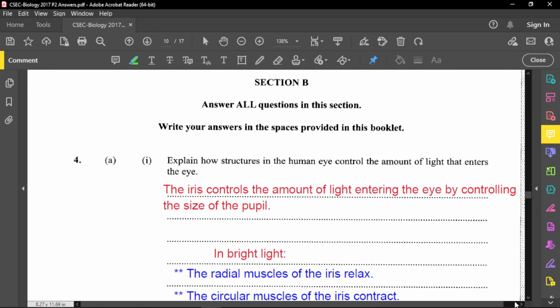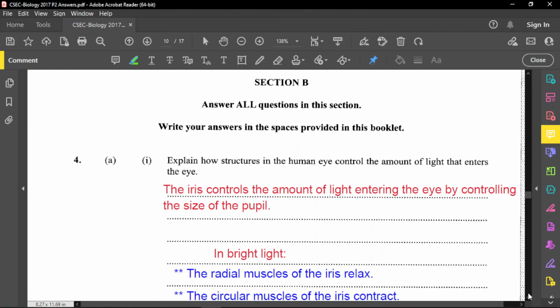Now, section B. All right, so we're winding down to the end. For section B, question 4, part 1, it says: explain how structures in the human eye control the amount of light that enters the eye.